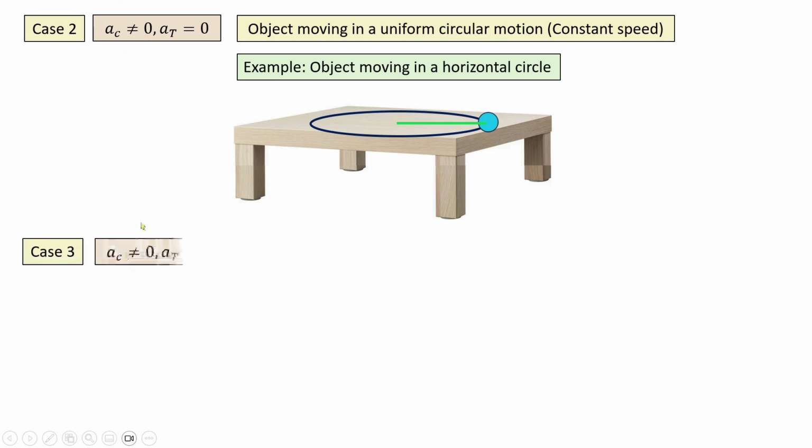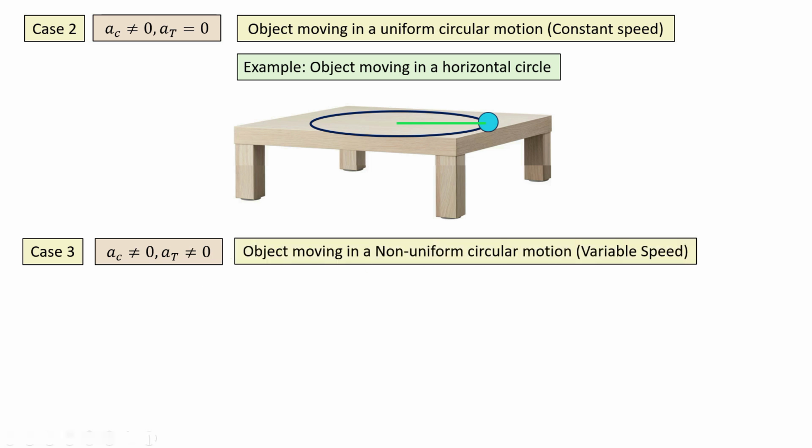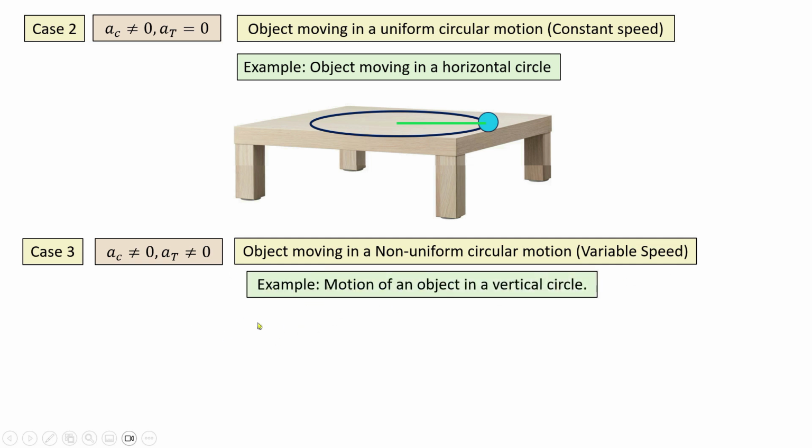Case number 3, where both AC and AT are non-zero. We already discussed this is an object moving in a non-uniform circular motion, which means variable speed. And the example for case 3 is the motion of an object in a vertical circle. So let's analyze. Imagine we have a ball connected to a string and it is moving in a vertical circle where v1 is the linear speed at the bottommost point.